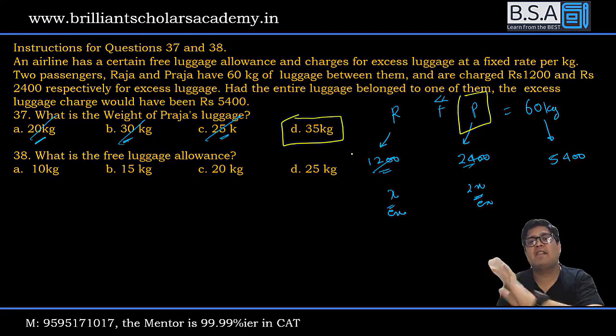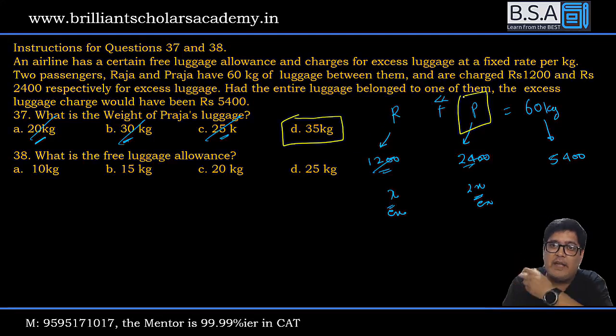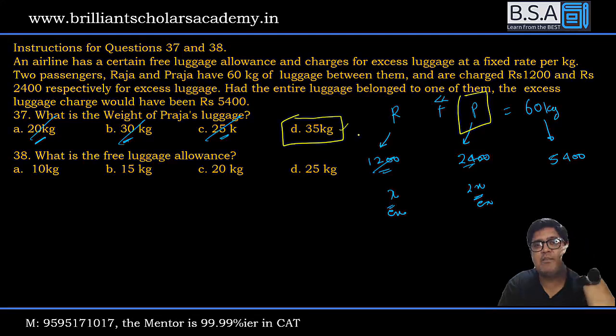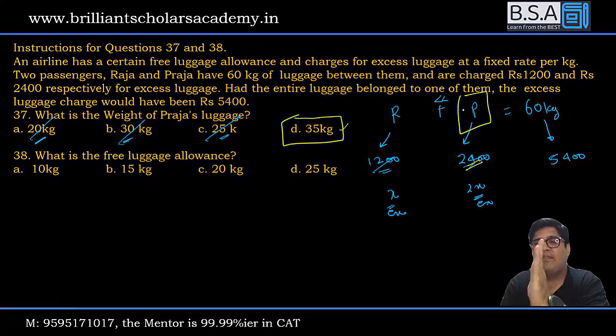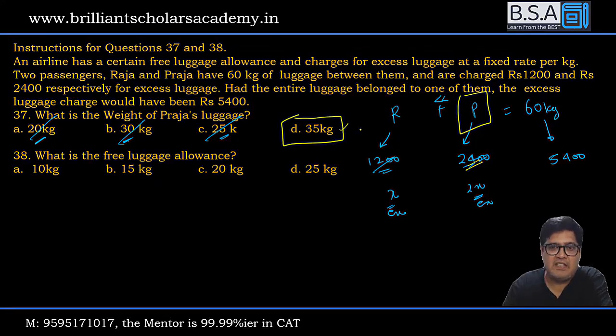Now if there was another weight, 40 kilograms, I could not have applied this kind of thought process, but there is only one value which is more than the half. Because he is paying more, he must definitely carry more luggage than half. So 35 is the answer so far.